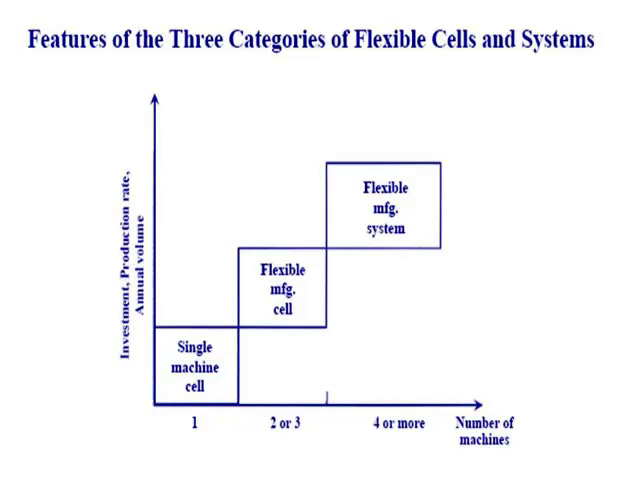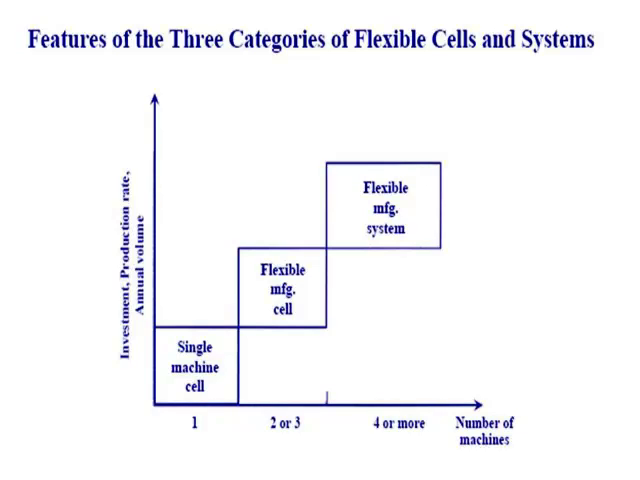We have seen that in the system, many machines are used. In the cell, a few machines are used. In a single cell, only one machine is used. When you have one machine, the investment is less. When you have more machines, investment is high, flexibility is also high, and production rate is high.